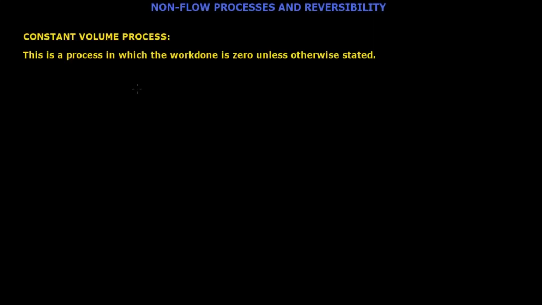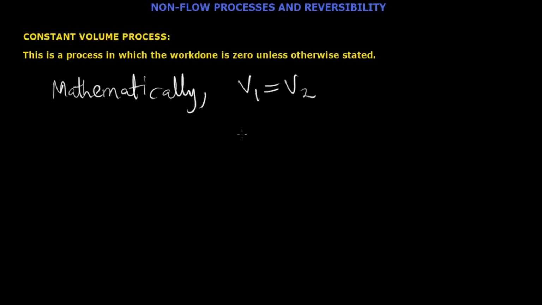A constant volume process, just as the name implies, is a process in which the work done is zero due to same volume or unchanged volume. So how do we do this? Mathematically, we mean that V1 is equal to V2, which is constant.